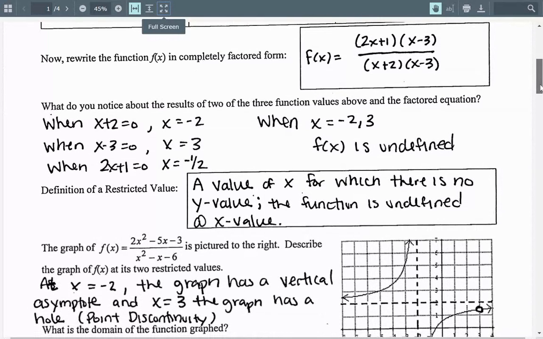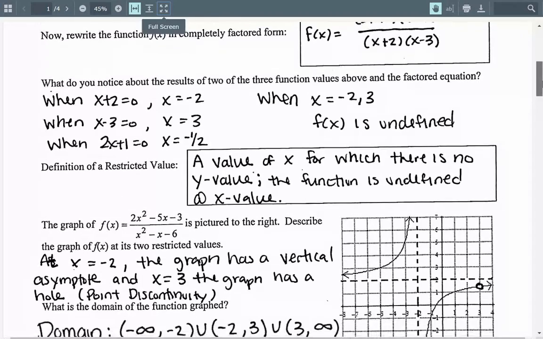So now we'll define a restricted value. A restricted value is a value of x for which there is no y value. The function is undefined at this particular x value. So -2 and 3 are restricted values. Those are points that have to be taken out of the domain because the function does not exist there.